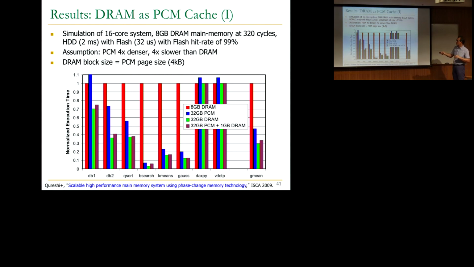This is the normalized execution time of a bunch of workloads over here, and this is the geometric mean. They modeled the page faults in some way, in a probabilistic way, actually. As you can see over here, they assumed some hit rates.